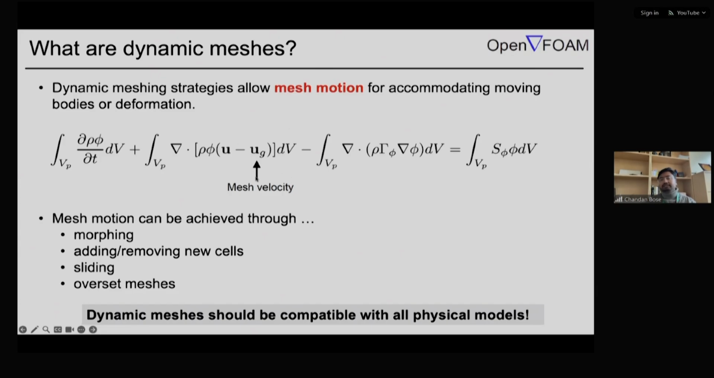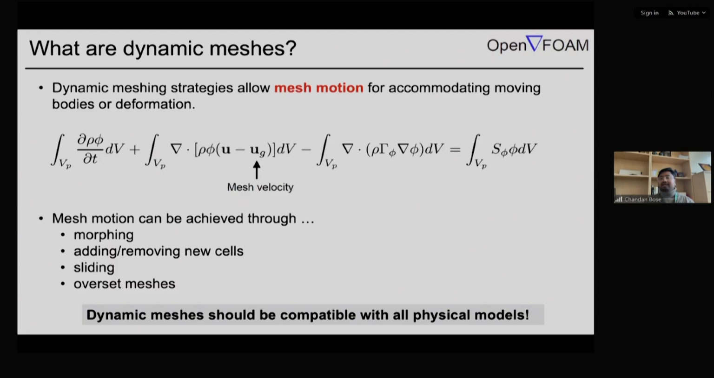So that's basically the underlying mathematical change that we need to do to incorporate this kind of mesh motion. Now, as I said, this mesh motion can be implemented by deforming your mesh. That is one of the very popular approaches, which is called morphing. We can do this by adding or removing cells, in terms of remeshing our computational domain.